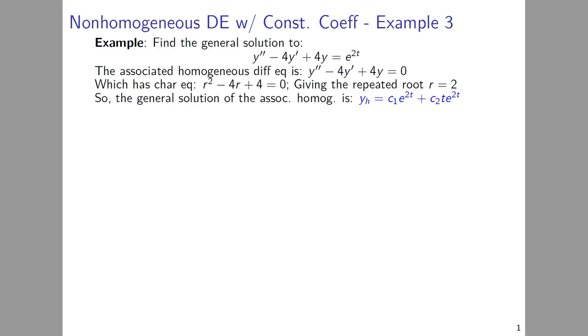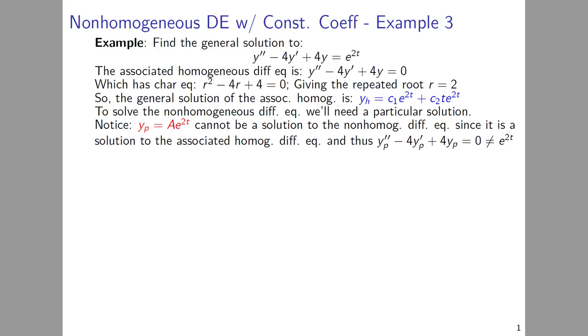So the general solution of the associated homogeneous differential equation is y_h = c1 e^(2t) + c2 t e^(2t). To solve the non-homogeneous differential equation, we'll need a particular solution.